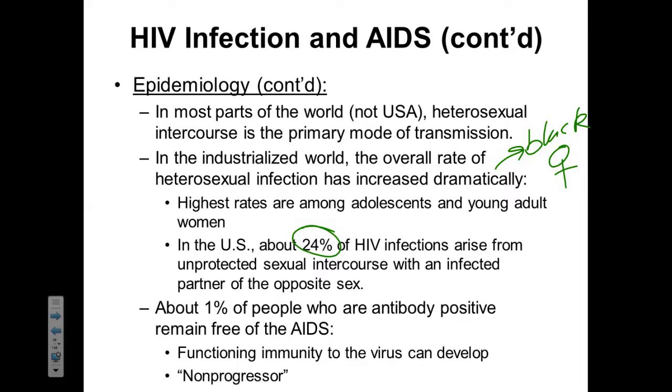If we look at the data, approximately 1% of the population who are antibody positive for HIV never develop AIDS. In other words, 1% of the population has natural immunity to HIV/AIDS. These are non-progressor individuals.